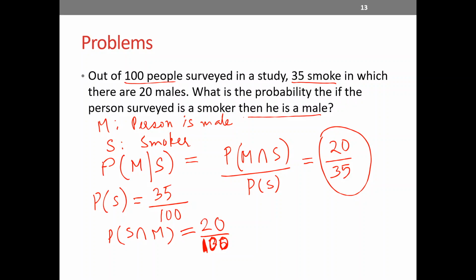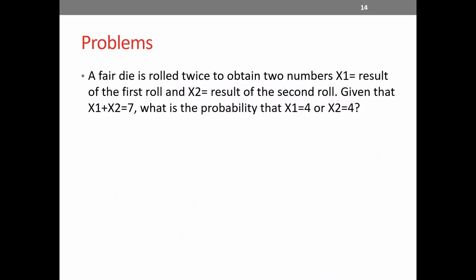Okay, another example to better understand this conditional probability. A fair die is rolled twice to obtain two numbers, such that x1 is the result of the first roll and x2 is the result of the second roll. So we roll it twice. Now it's given that the sum of the two rolls is 7. What is the probability that x1 is 4 or x2 is 4?